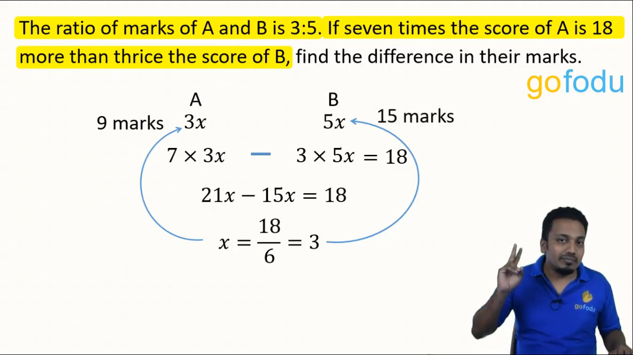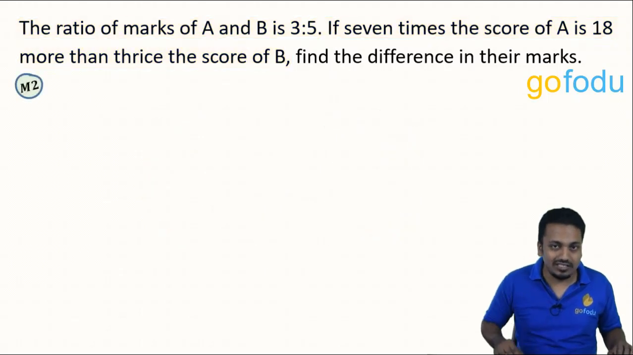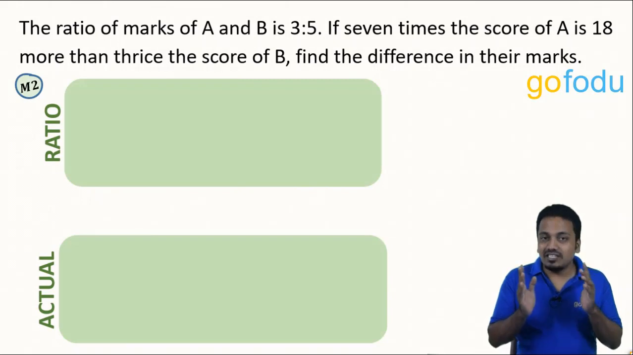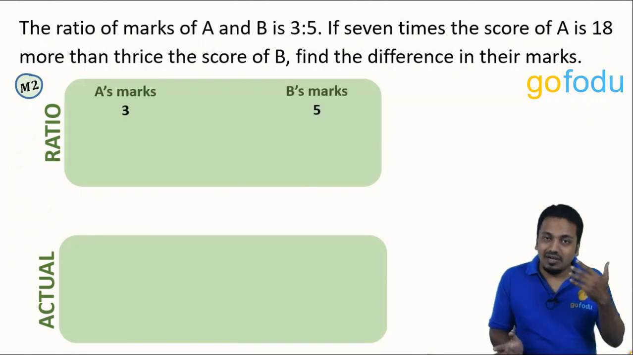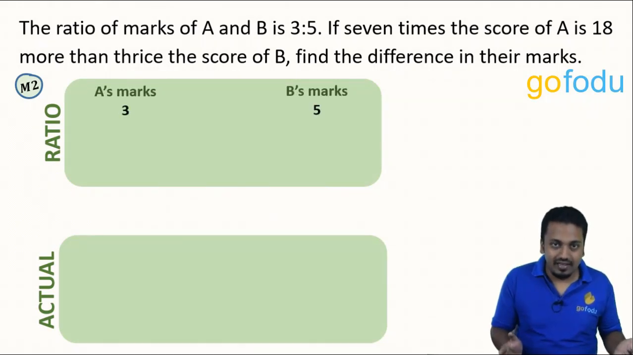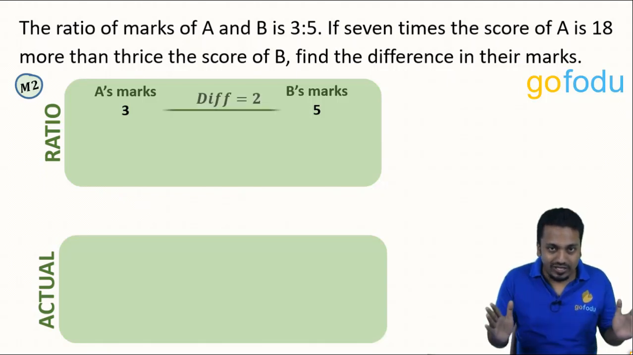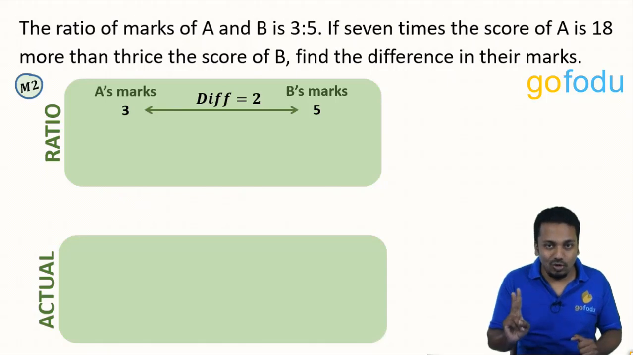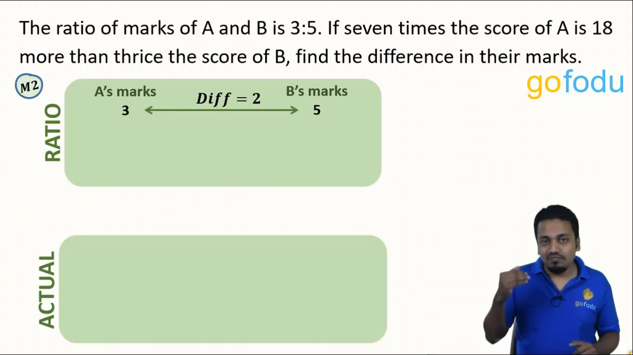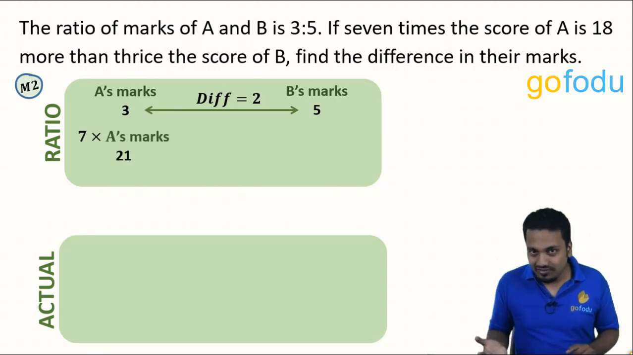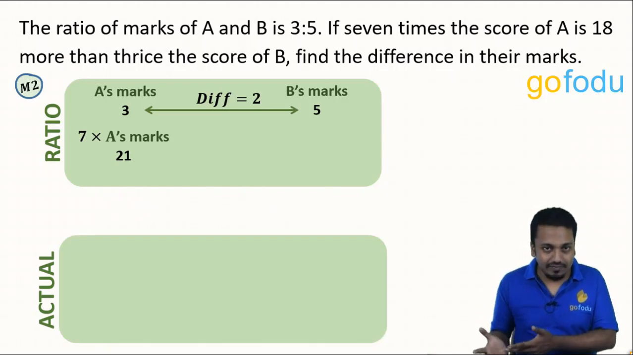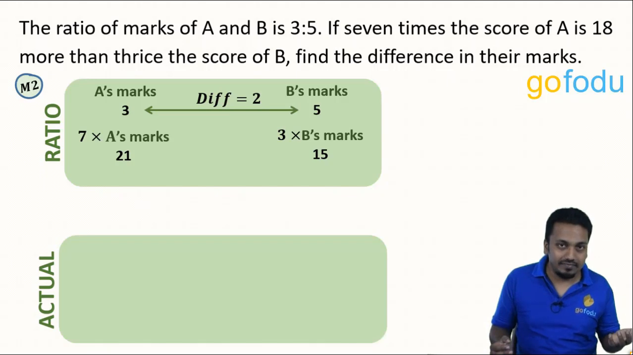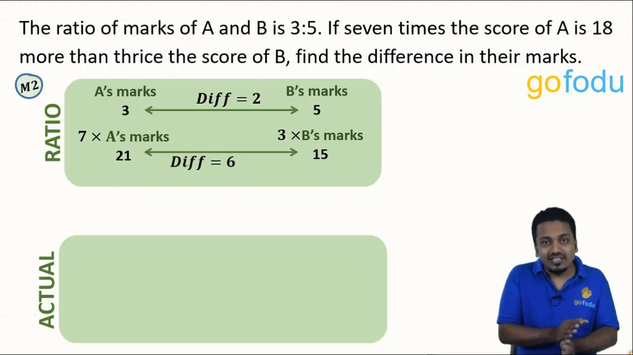Now look at method number 2 for the same question. On ratio scale, A's marks are 3 and B's marks are 5. And difference between the two is 2. Difference between 5 and 3 is 2 on the ratio scale. Now 7 times A's marks will be 7 3s are 21 and 3 times B's marks would be 3 5s are 15. Now the difference is 6.